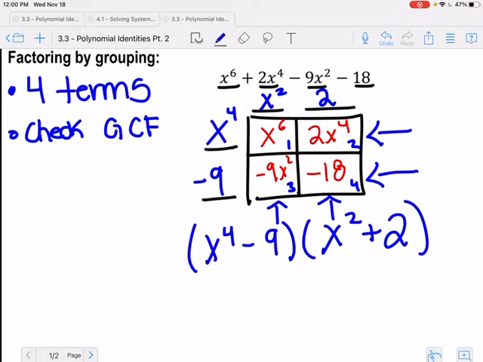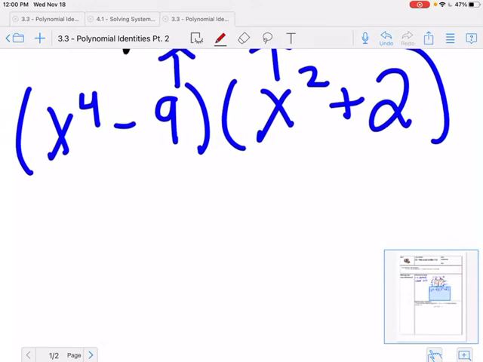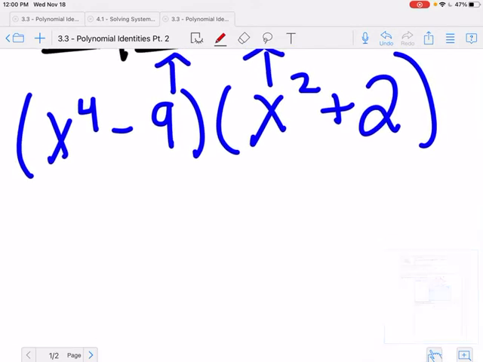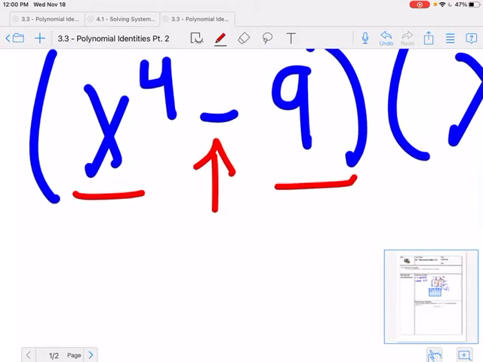Now, the one thing that makes this type of problems more difficult is that at some point, you can actually continue to factor any one of those 2 factors. So, for example, let's take a look at my answers. I have x to the power of 4 minus 9, and I have x squared plus 2. The question is, can I continue to factor any of those two? The answer is yes. If you look at the first factor, I have a perfect square, and I have a perfect square, and I have a minus, which means that this problem is actually a difference of squares.